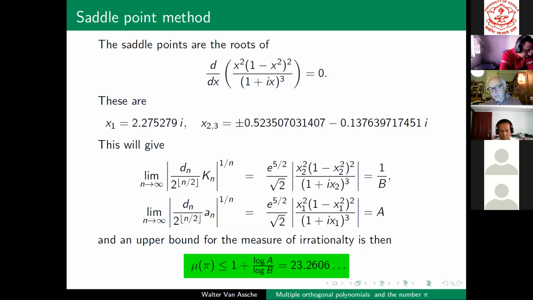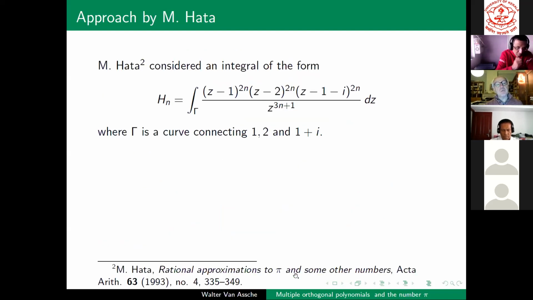And if you work out what that will give, the measure of irrationality will be bounded from above by this number 23.26. So it's a very high number, but you can improve on the method.